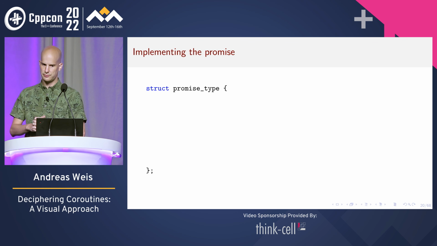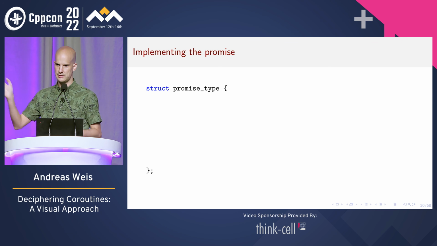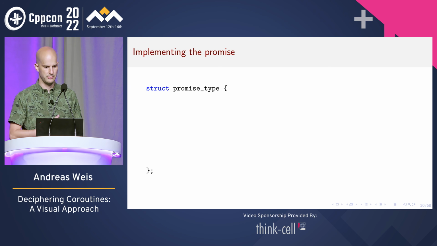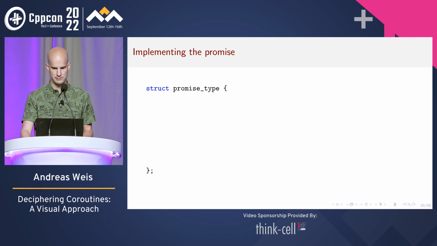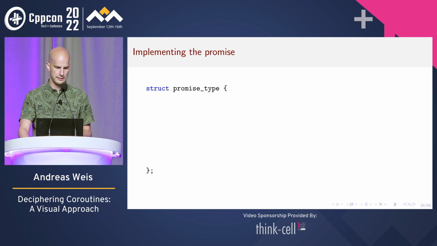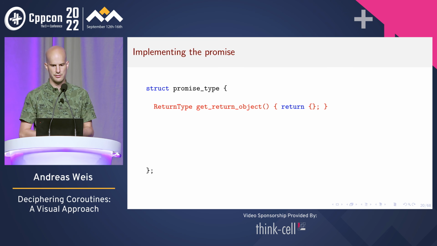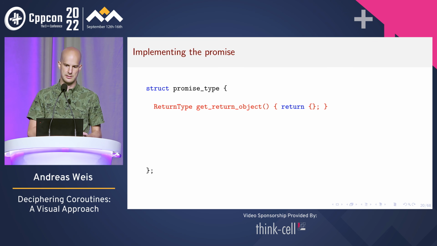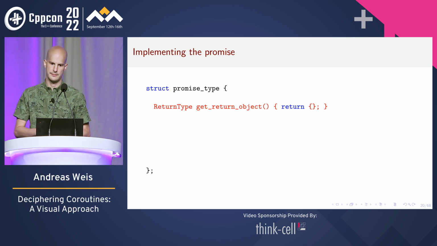So if we're trying to implement this promise, again, if we start with an empty type, we're going to get a bunch of compile errors that the compiler expects some functions to be there. And we're just going through them very quickly, just so that you've seen them once. So the first thing that it expects is this getReturnObject function.